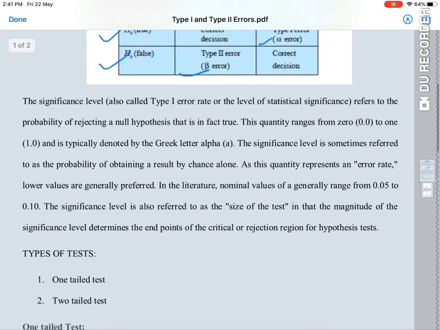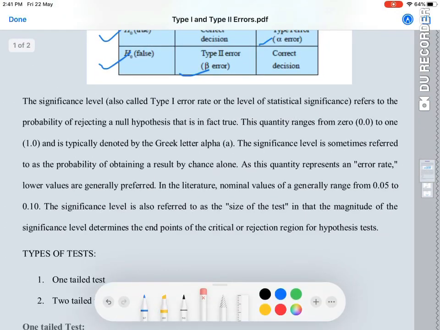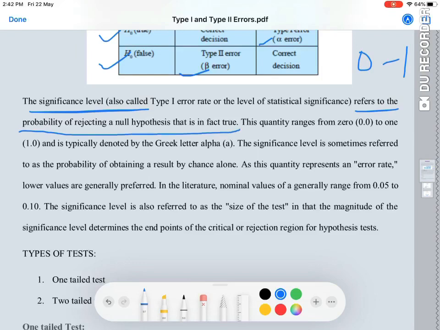Now, alpha is also called level of significance, and the value of this level of significance lies between 0 and 1 because it is a probability. Here it refers to the probability of rejecting a null hypothesis that is true. So this is alpha, the definition of level of significance.